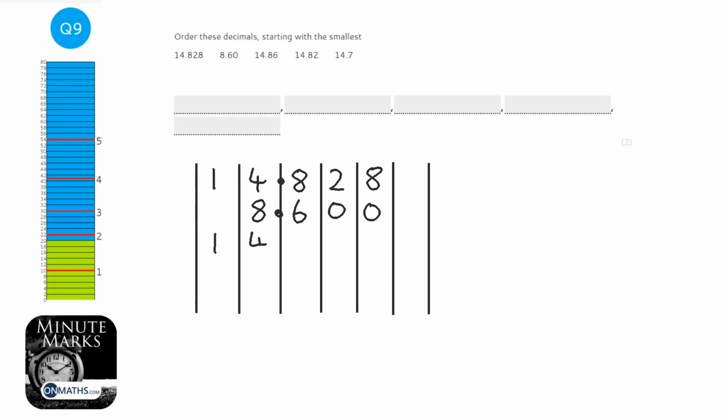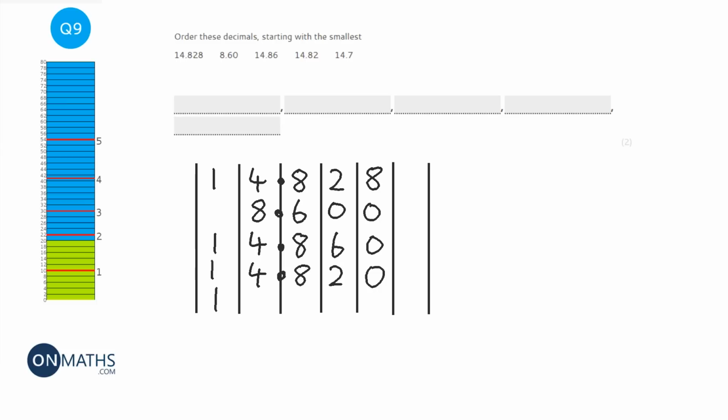So 14.86, I'm going to put 0 in there, 14.820, and then 14.7. Now, we're starting with the smallest, so I'm looking for the smallest one first.